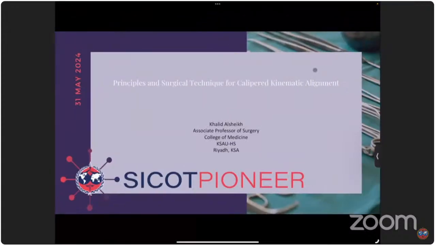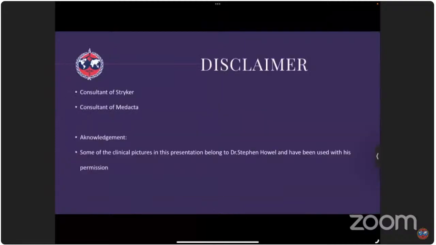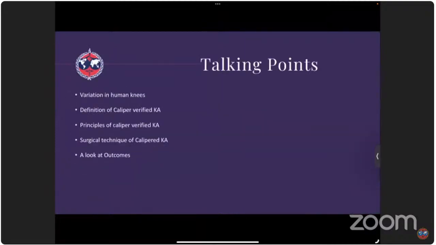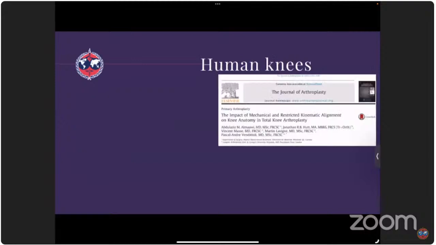So I'm going to talk about principles and surgical techniques of caliper-verified kinematic alignment. We're going to talk about the definition, principle, surgical technique of caliper-verified kinematic alignment, and a short look at the outcomes. So this is an article that Charles shared in his talk.